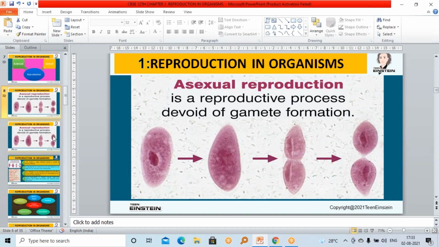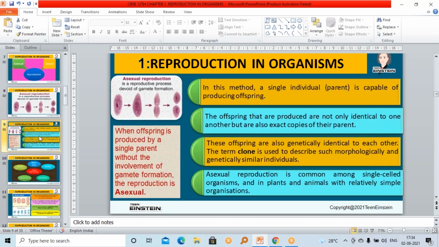Asexual reproduction: there is no sexual process in that reproduction. So there is no gamete formation in the case of asexual reproduction. And in this, how is a new individual formed? A new individual will get developed from a single parent. So there is no union of two individuals or no union of gametes. The single parent will give rise to the next individual or the offspring. There is no union of gametes in asexual reproduction.